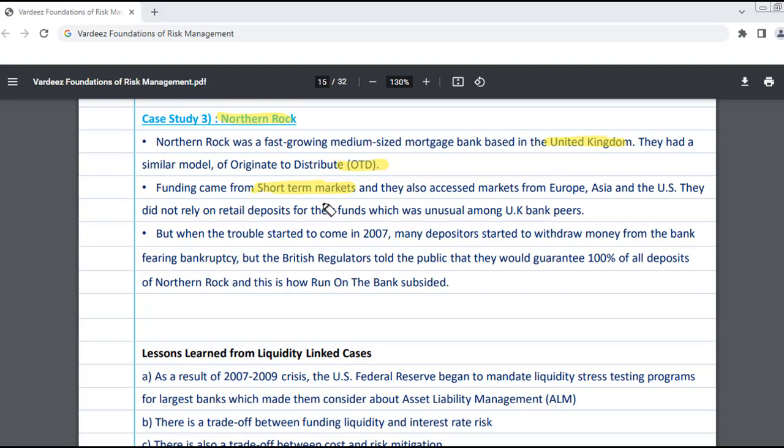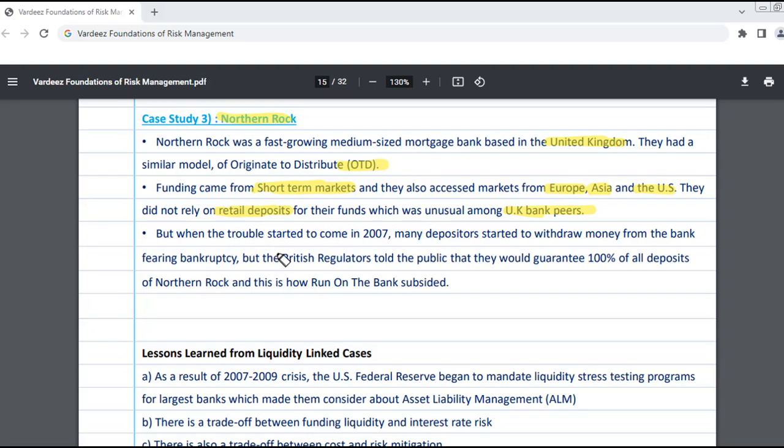But for now, sticking to this Northern Rock, they also accessed markets from Europe, Asia, and the US. So they did not rely on the retail deposits. I mean, for any bank, retail deposits matter a lot for their funds, which was unusual among the UK bank peers. Now, this was something that was unusual among the UK banks.